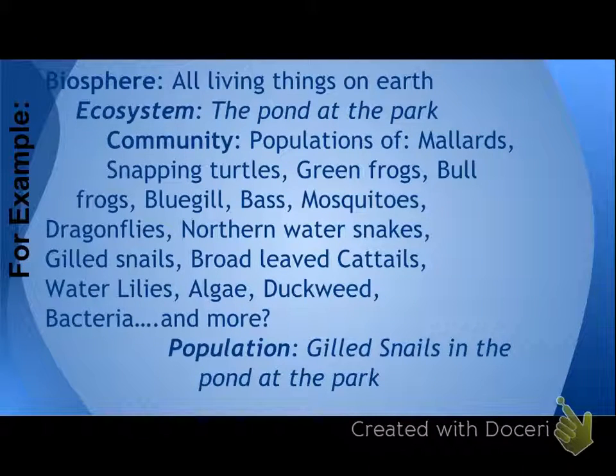This is an example of a breakdown, and the spacing got messed up on this. But the biosphere, remember, is the biggest, broadest category there is: all the living things on the entire planet Earth, above, below, in the atmosphere, in the soil, in the oceans, in the lakes and the rivers and the trees. An ecosystem, a little unit of that biosphere, is something like the pond at the park, or the Chesapeake Bay, or Lake Erie.